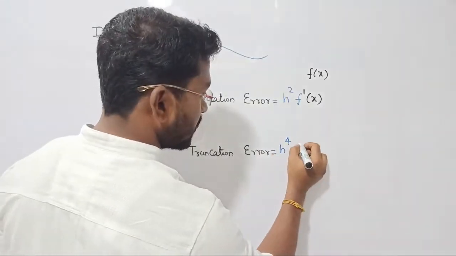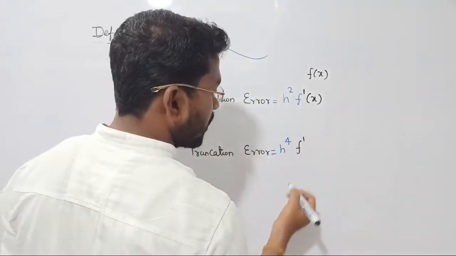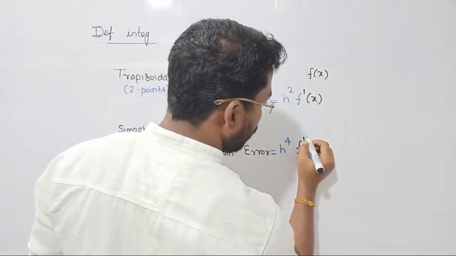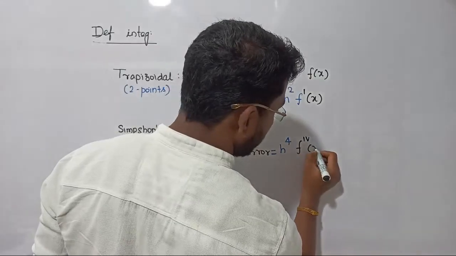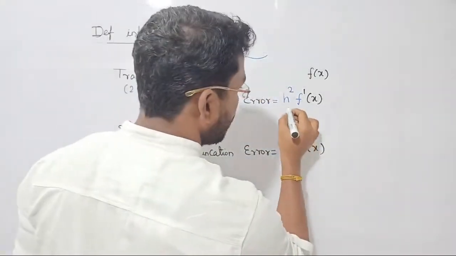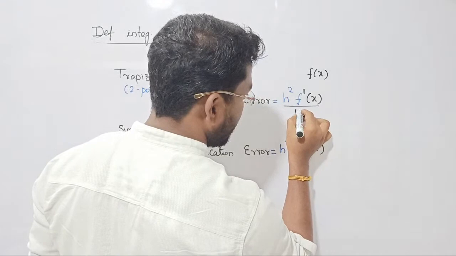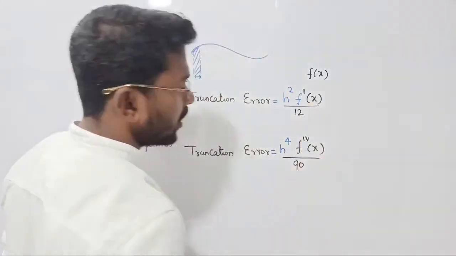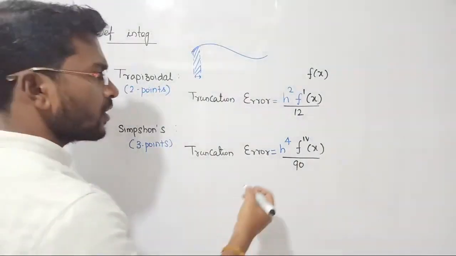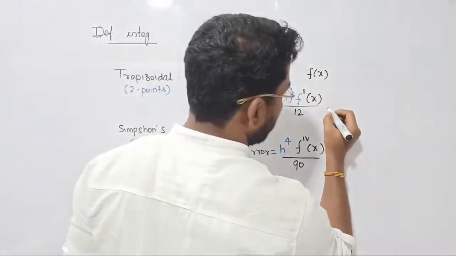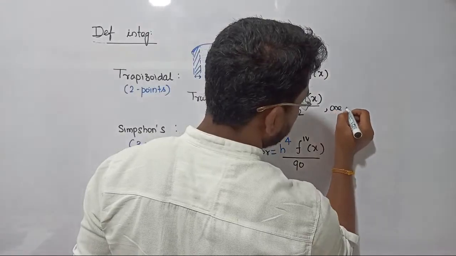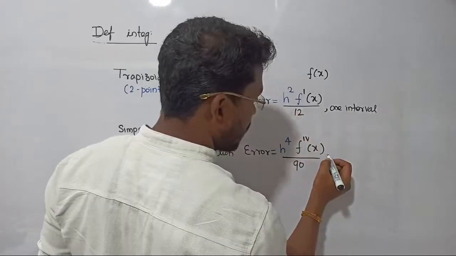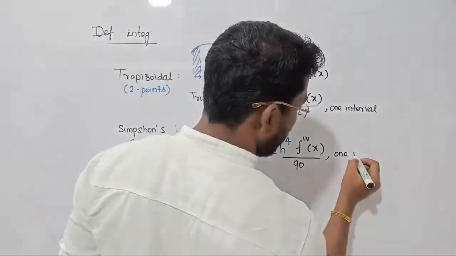and then in truncation error, repeat the same procedure, but here you are supposed to go up to the fourth order differentiation and substitute that value here, right? And in the denominator, I am neglecting that procedure, and here you are getting 90, right? And with this, I said I am considering only one interval, here also I am considering only one interval.